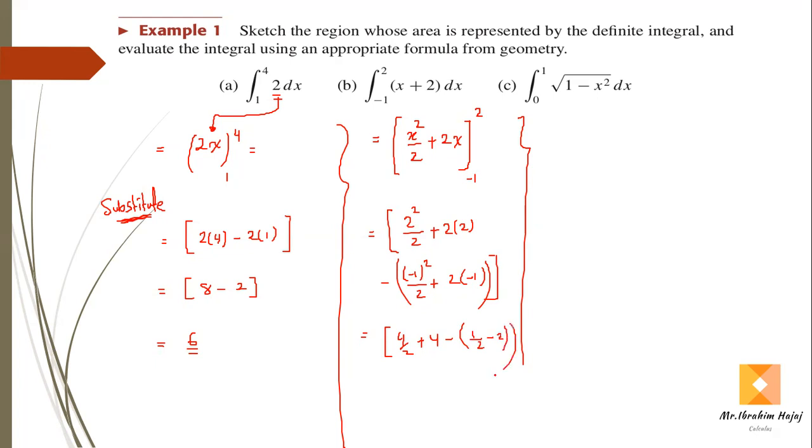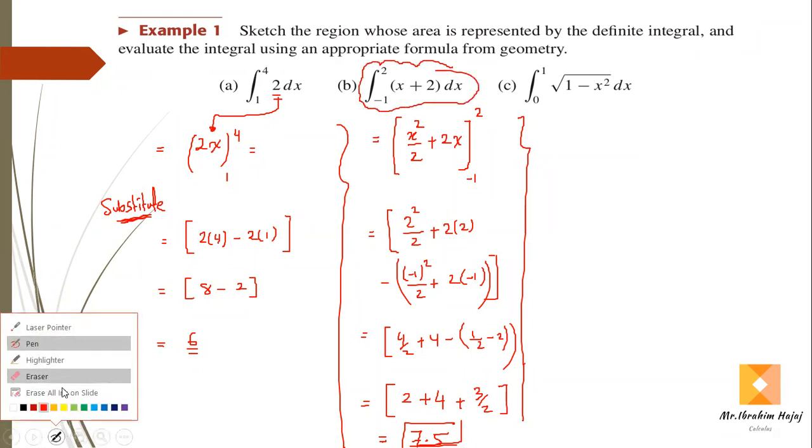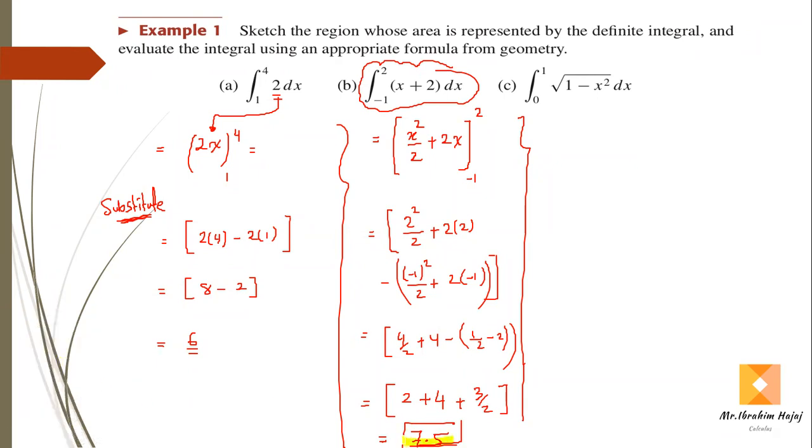Equals 4 over 2, which is 2, plus 4, and then minus half minus 2, which is negative 3 over 2. Negative 3 over 2 times this minus, so it's positive 3 over 2, and adding gives 6 plus 1 and a half, which is 7 and a half. Also, you can put all this in your calculator, and it will give us the answer directly. I'm going to stop here now and let's start our quiz.